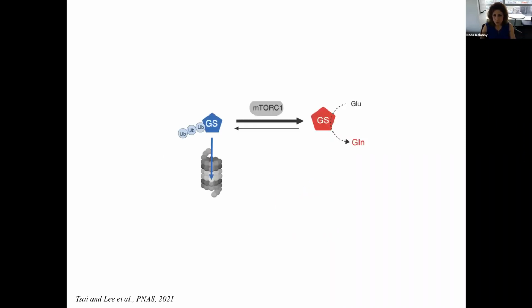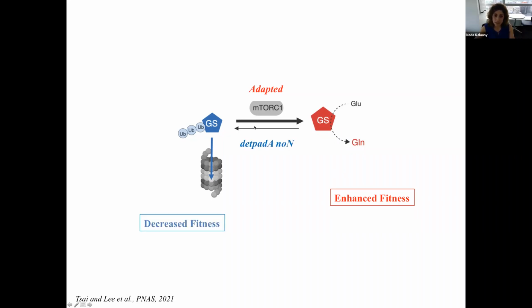So the model that we came up with, a summary of what I presented here, is that adaptation of pancreatic cancer cells to nutrient deprivation results in the activation of mTORC1, or they sustain the activity of mTORC1, which prevents the degradation of GS, which is required, at least partially, for the enhanced fitness of these cells, both in vitro and in vivo. Non-adapted cells, on the other hand, do not maintain mTORC1 signaling, and with a decreased activity of mTORC1, GS is proteasomally degraded, resulting in a decreased fitness of these cells, both in vitro and in vivo.